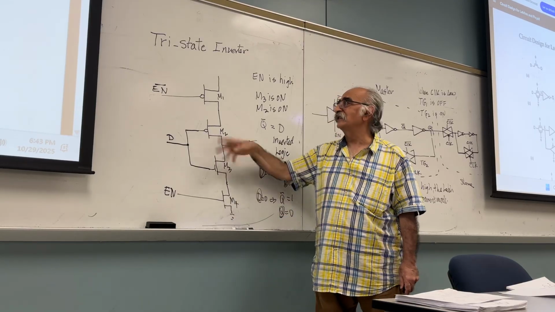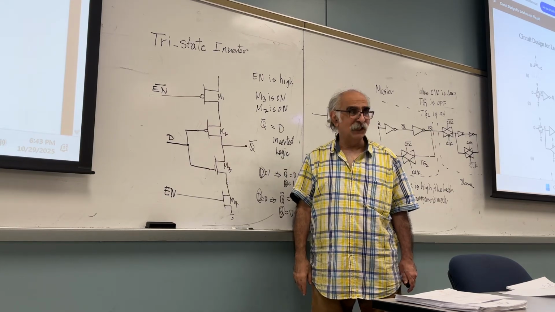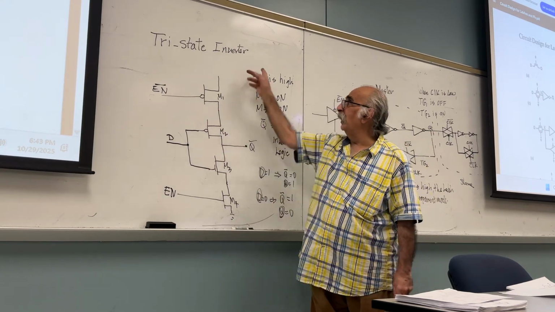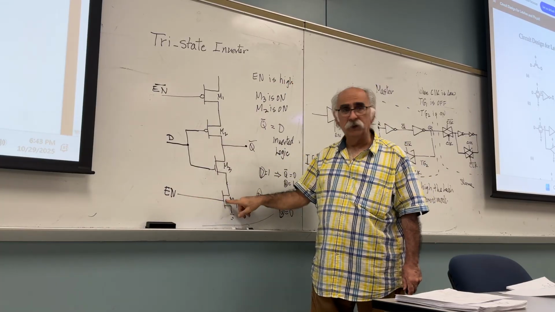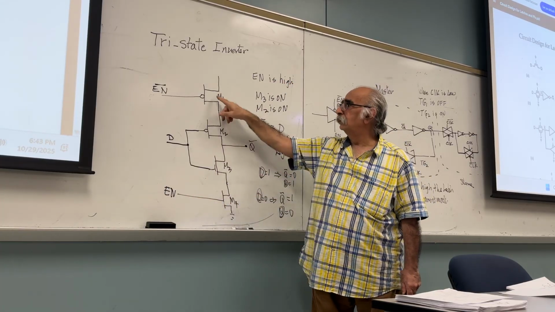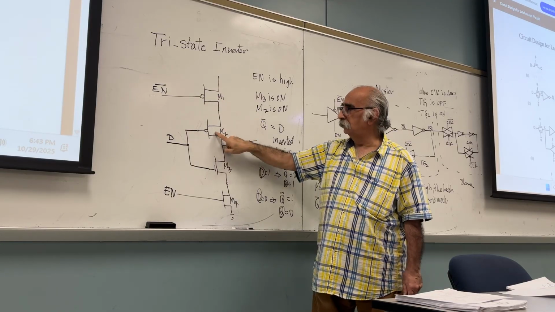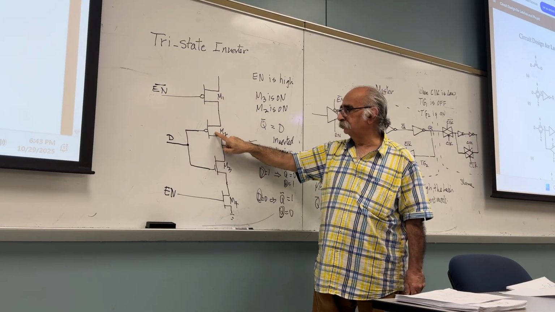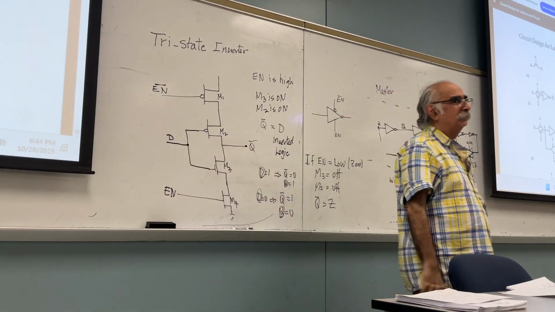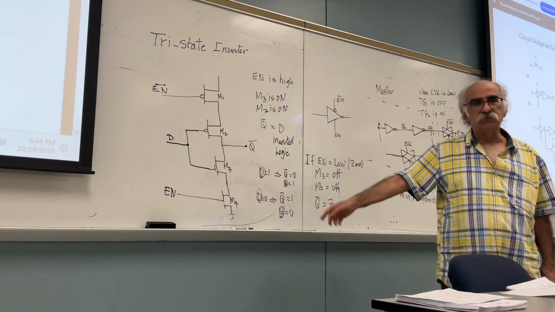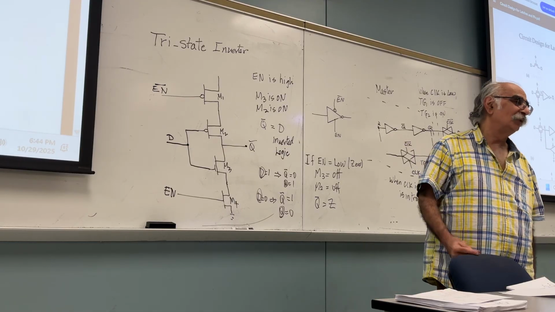Yes. Okay. Let's assume D is low, and the enable is still high. On. On. On. Off. Off. Did you get it? Yes. What is the output? High. Yes? So my question to you is what?